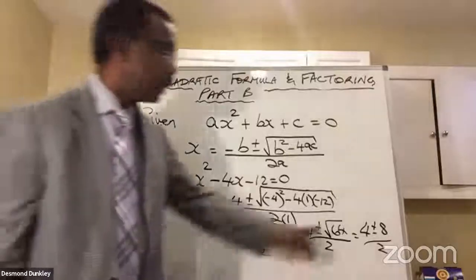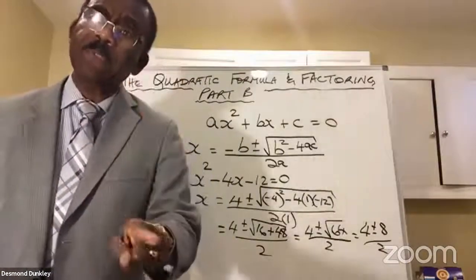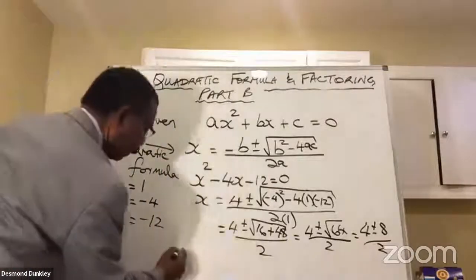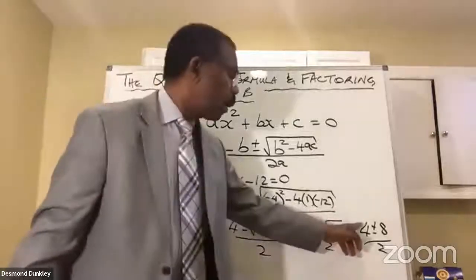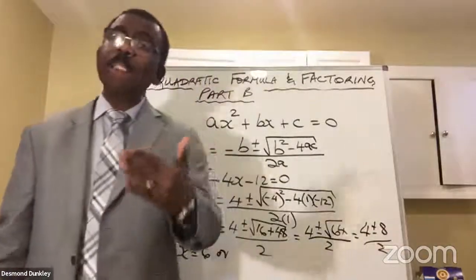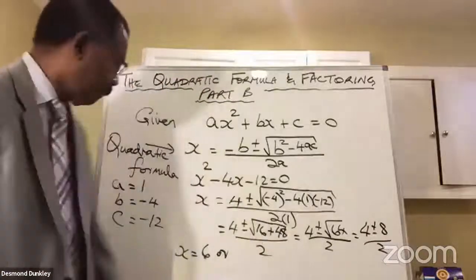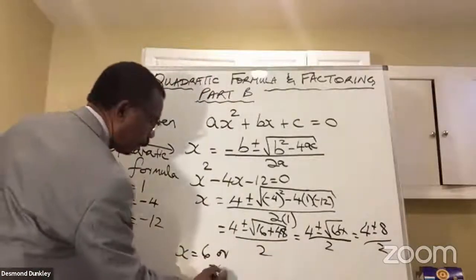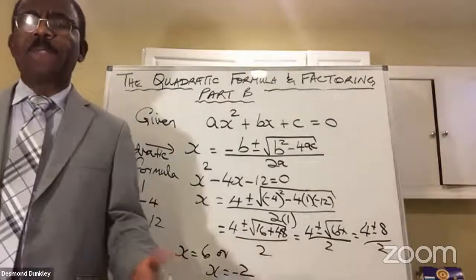Okay, so notice 4 plus 8 is 12. 12 divided by 2 is 6. 4 minus 8 is negative 4. Negative 4 divided by 2 is negative 2. And that's how we end up with our two answers.